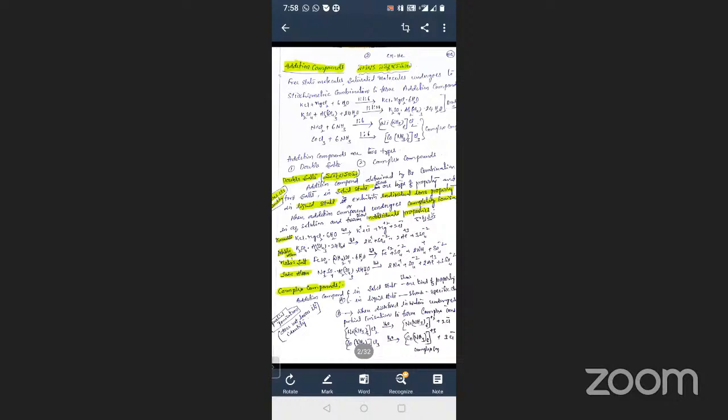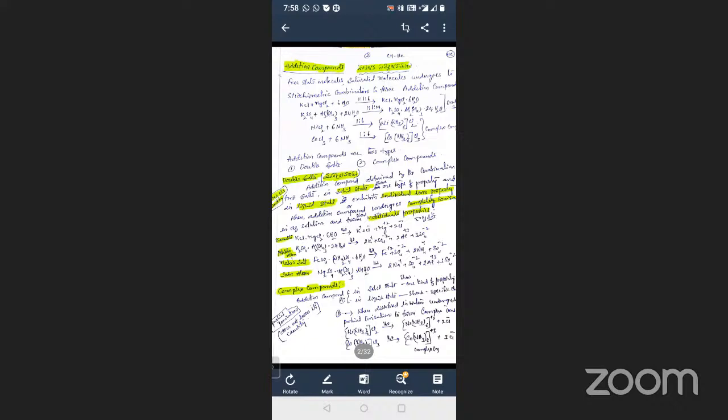Similarly, we will go for another type: nickel chloride, NiCl2 plus 6 moles of ammonia. Here the 1:6 ratio is nothing but a stoichiometric combination ratio. Here one complex is formed, that is hexaammine nickel(II) chloride. That is one type.